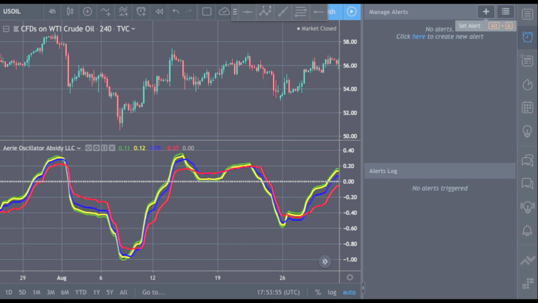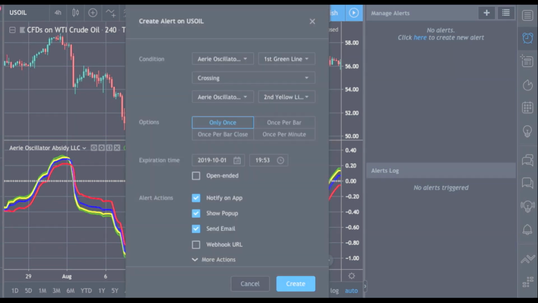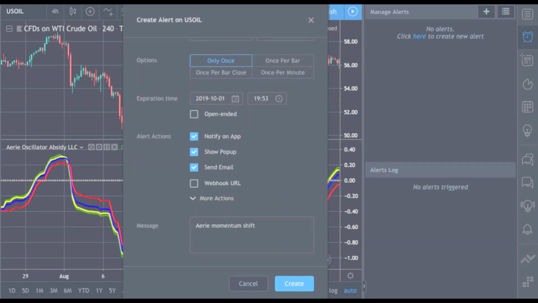Since it's so important to know the exact moment that momentum is shifting in the market, we created the ability for you to set alerts. Simply go to the alert menu, click the Add Alert button, and for the condition, select Aerie Oscillator and then which lines you're interested in. For the strategy that we first demonstrated today, you would have the first green line crossing over the second yellow line. Then select when you would like to get notified. In this case, we have only once. After that, we can choose how we want to get notified, and then the message that we get when we are notified. Then click Create.